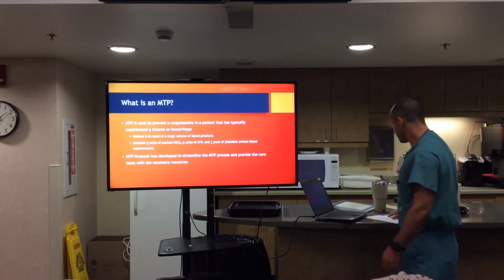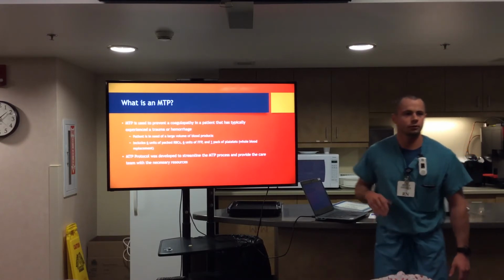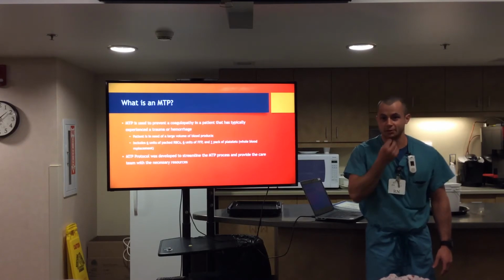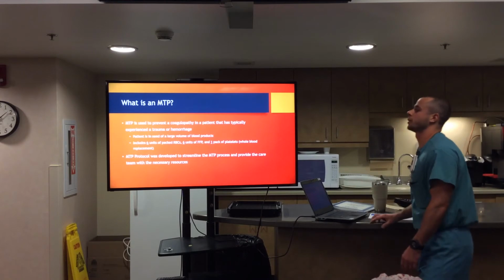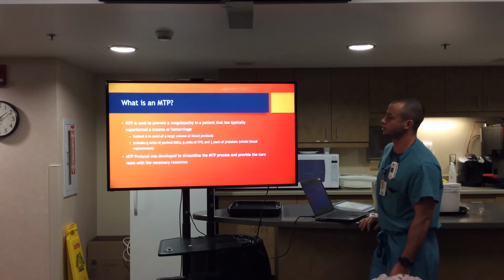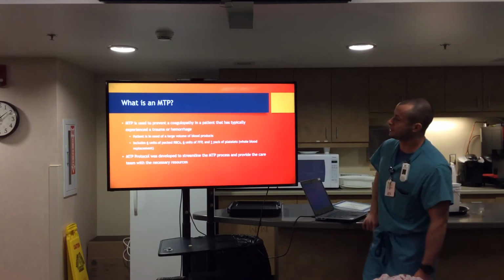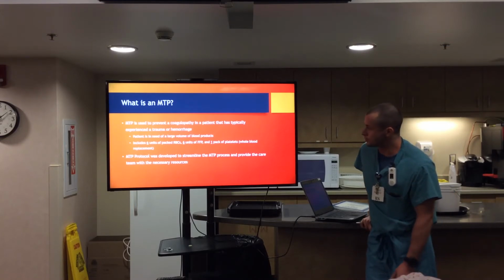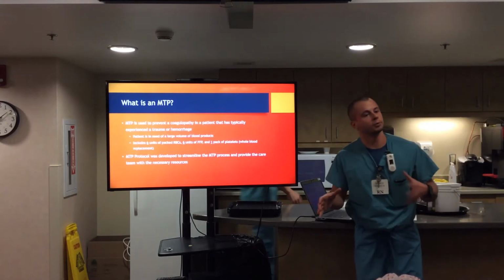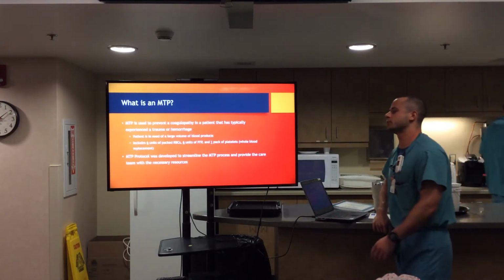All right, moving on from that, mass transfusion protocol. Who's heard of a mass transfusion protocol or really knows what exactly it is? Mass transfusion protocol is used to prevent coagulopathy in a patient that has typically experienced trauma or hemorrhage and is in need of large volumes of blood products. It includes 6 units packed red blood cells, 6 units FFP, and 1 pack of platelets. This is called a whole blood replacement. So that's all the components of an MTP.